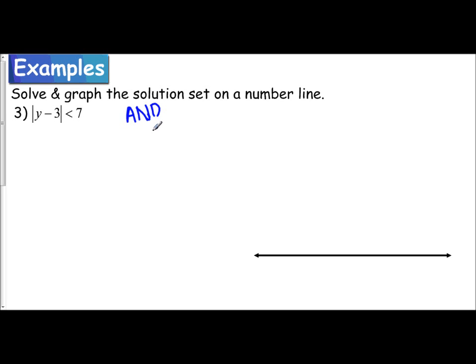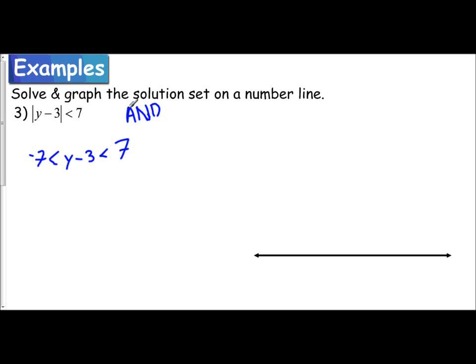And remember, when you're dealing with an "and" compound inequality, your variable expression, which is y minus 3, the expression in the absolute value bars, is going to be between 2 numbers. And those numbers are based off of the idea that your distance of this expression is less than 7 units from 0. So we need to figure out what numbers are 7 units from 0. And that is 7 and negative 7. And so we have our 2 boundaries.